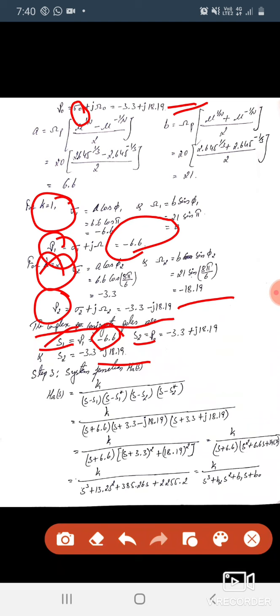Then use the system function H_a(s) equal to K divided by (s minus S1) into (s minus S1 star), (s minus S2), (s minus S2 star).